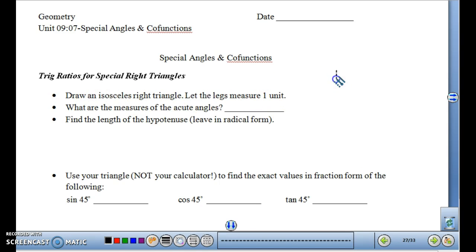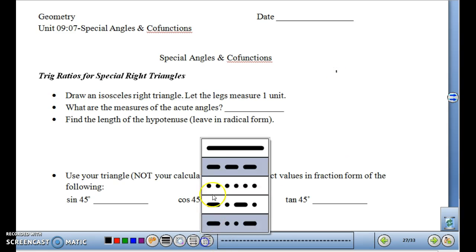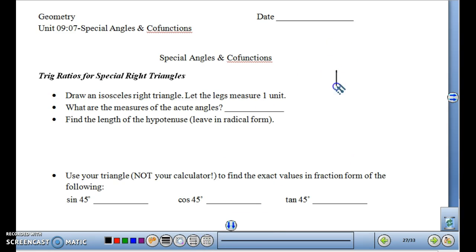So I'm going to draw myself an isosceles right triangle. First I'll make a solid line. If it's isosceles, that means that two sides, the two legs, are congruent, like so. So this leg and this leg are congruent. Here's my right angle, and the legs are going to measure 1. This is 1 and this is 1.